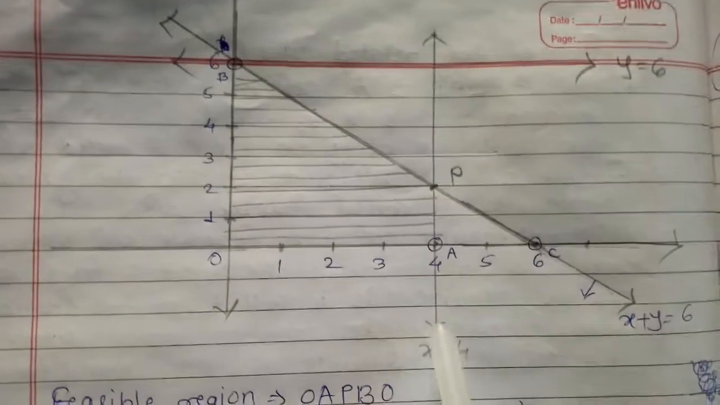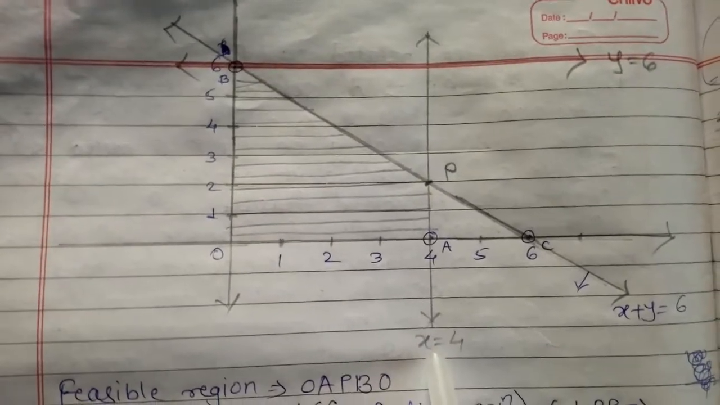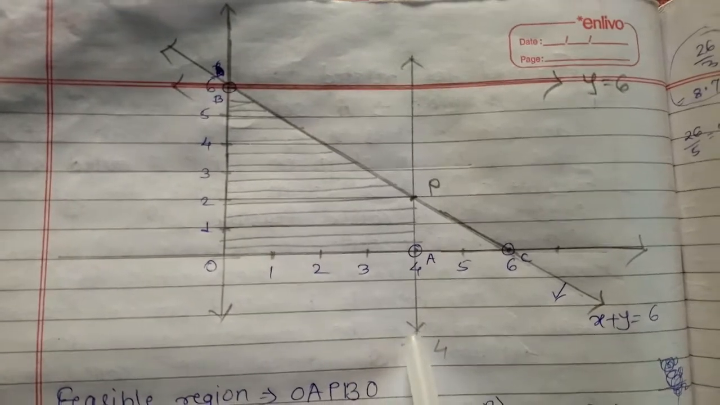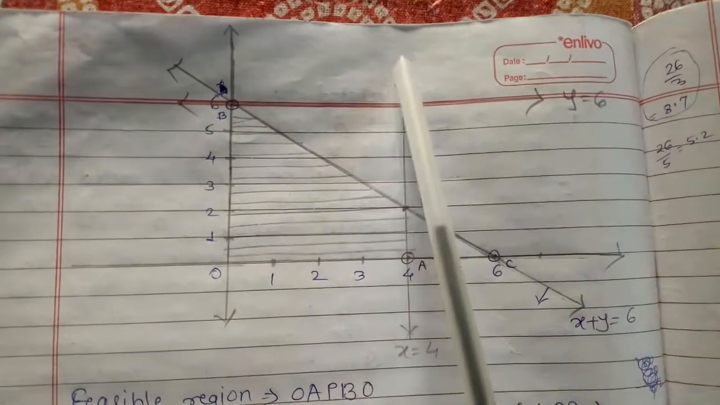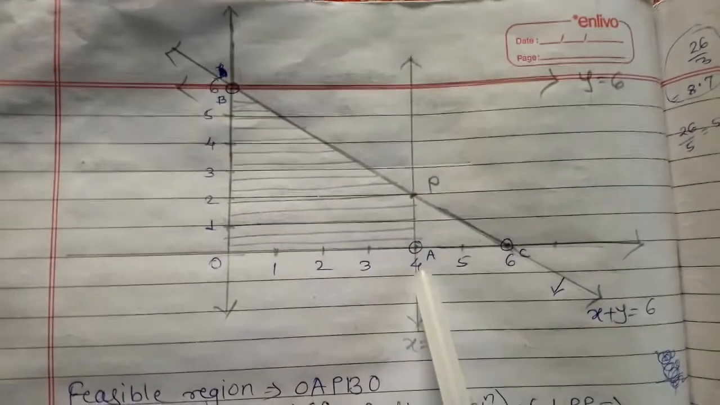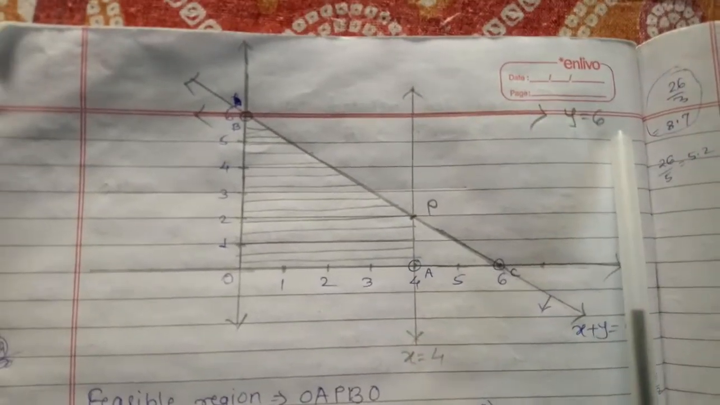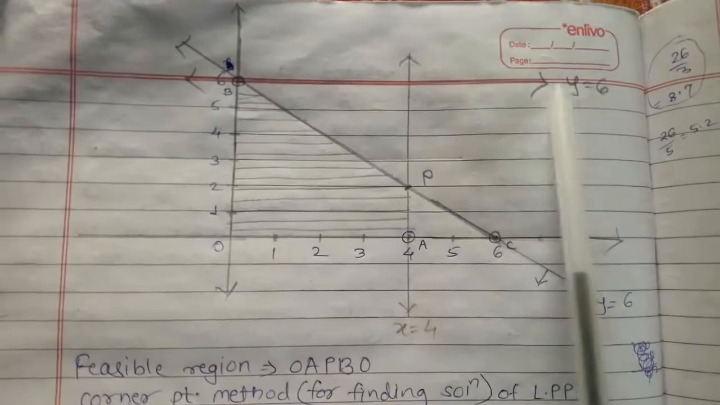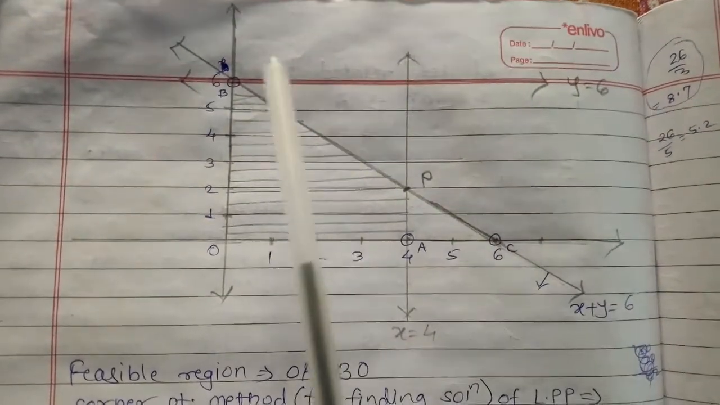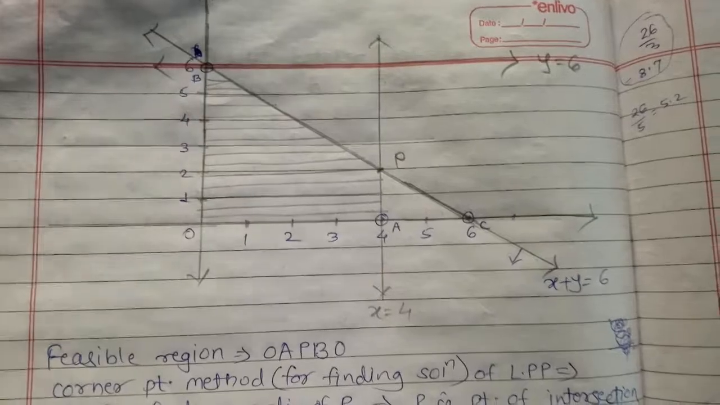Next, now we're going to draw the lines. So first, this is the line of the equation x equals 4. I told you that x equals 4 means this line intersects the x-axis at point 4, and the next line is y equals 6. y equals 6 means this line intersects the y-axis at point 6. And now the next line, x plus y equals 6. For that we have to plot the 2 points, C(6,0) and B(0,6).